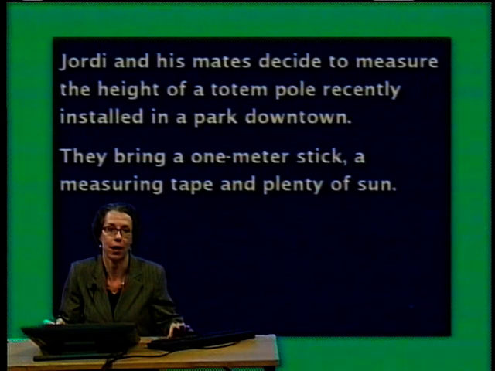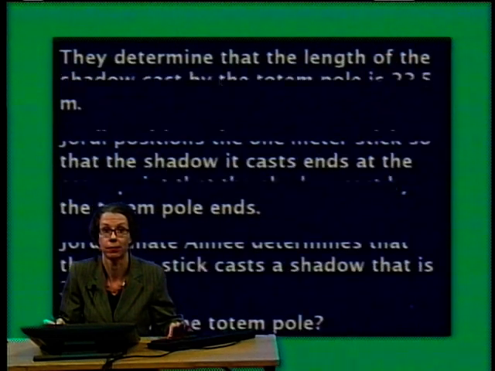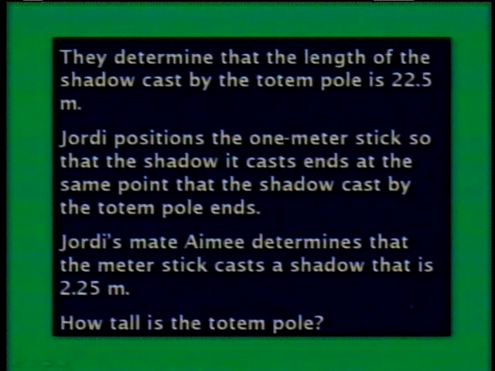So let's use right triangles to solve a problem. Jordy and his mates decide to measure the height of a totem pole recently installed in a park downtown. They bring a 1-meter stick, a measuring tape, and plenty of sun. They determine that the length of the shadow cast by the totem pole is 22.5 meters. Jordy positions the 1-meter stick so that the shadow it casts ends at the same point that the shadow cast by the totem pole ends. Jordy's mate Amy determines that the meter stick casts a shadow that is 2.25 meters. How tall is the totem pole?